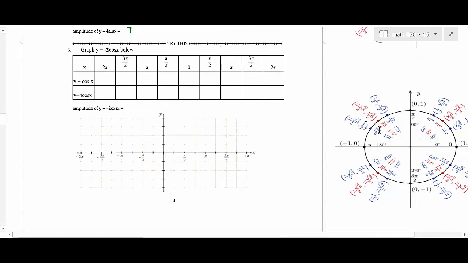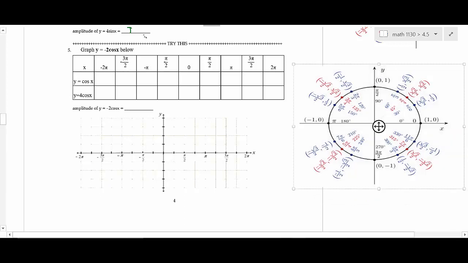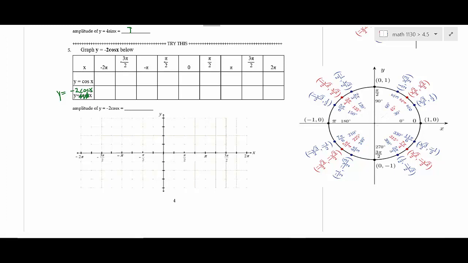So what we want to go ahead and do on this, I've got a unit circle here. When we do this graph, this right here needs to be scratched out. That should be y equals -2 cosine x. That's what we're going to work on graphing without our calculator. Then I'll show you what you can do on your calculator to check and verify this.